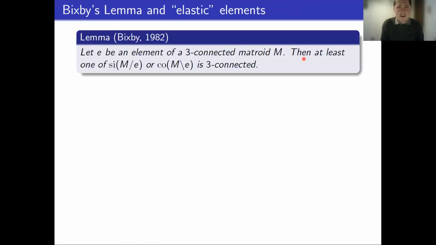Right, so here's pretty much the crux of why we're looking at these things. We've got Bixby's lemma from 1982. The paper's called something like "A simple theorem on 3-connectivity," and that it is. It's quite pleasant. If e is an element of a 3-connected matroid M, then at least one of the simplification of its contraction, or dually, the co-simplification of its deletion, is 3-connected. So we do get to 3-connectivity with at least the deletion or the contraction after simplification or co-simplification. One of those will occur.